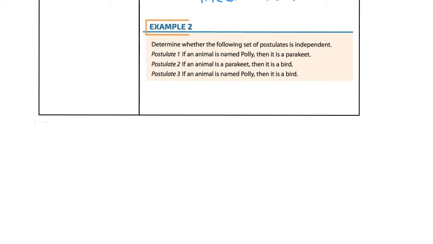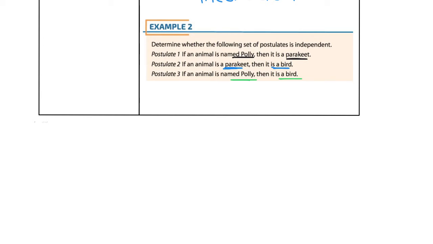Postulate number 1: if an animal is named Polly, then it's a parakeet. Okay, we're going to assume that's true. If it's Polly, it's a parakeet. Then postulate number 2: if an animal is a parakeet, then it's a bird. We're going to assume it's true because it's a postulate. So postulate number 3: if an animal's name is Polly, then it is a bird.